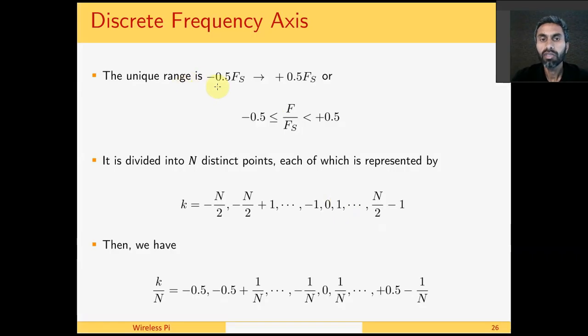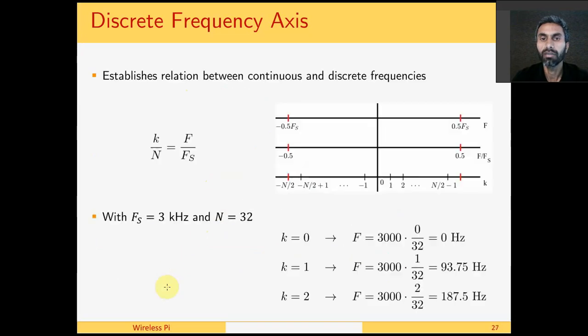So the unique range we said was minus 0.5 fs to 0.5 fs, which can also be written as f over fs from minus 0.5 to 0.5. So we chop it down into N parts. We name the first point minus N by 2, and at the other end we have N by 2 minus 1. And then k over N becomes minus 0.5 to 0.5 minus 1 over N. This gives us the second fundamental relation for DSP applications, which is f over fs equals k over N.